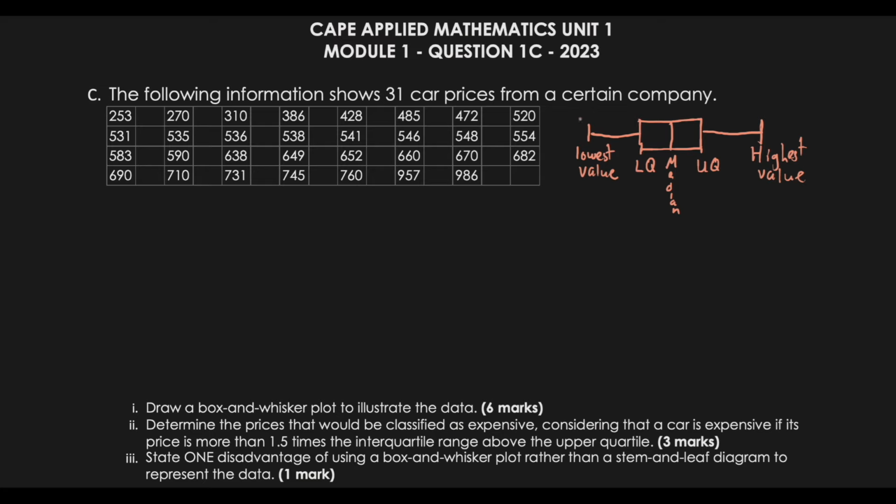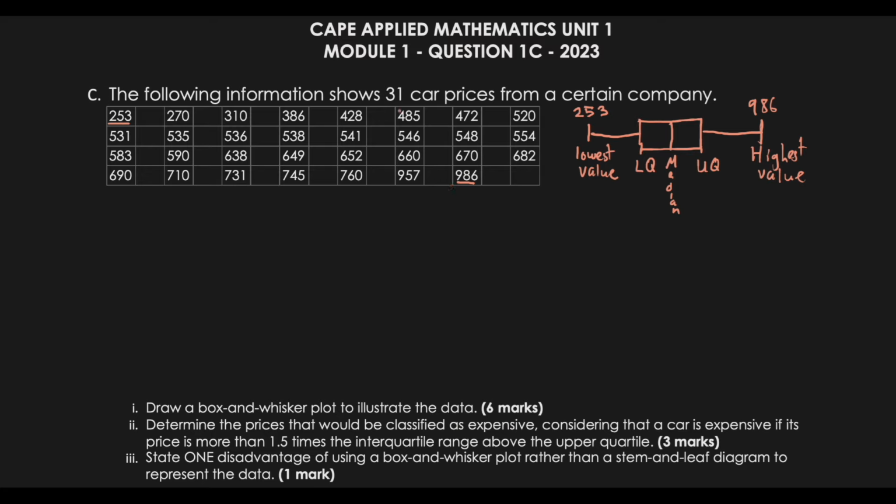So these are the important elements that we need in order to draw a box and whisker plot. So for now, I could say we have our lowest value. Our lowest value here is 253, and our highest value is 986. So we have this already, as well as this, which represents our lowest and highest values. Now we need to identify the lower quartile, median, and the upper quartile. In order to determine the lower quartile, the median, and the upper quartile, we need to arrange all these numbers in order of highest to lowest. As you can see, they are already in order. So now we can work towards figuring out where these values are.